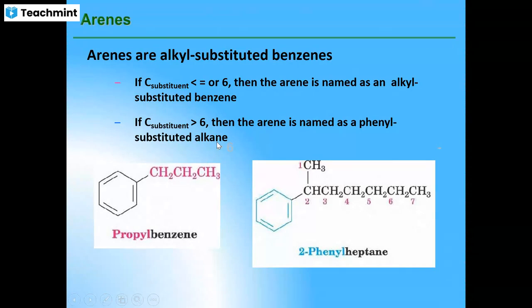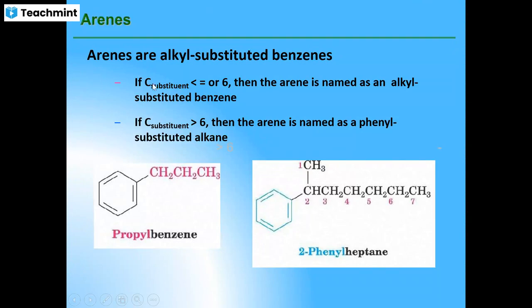Keep in mind everyone, what will happen if the alkane chain has more than 6 carbon atoms? Here you can see that in the second example, a total of 7 carbon atoms are there. So this is a heptane, 1 2 3 4 5 6 7. Seven carbons are present in heptane, but in benzene only 6 carbon are present. So if the alkane contains more than 6 carbon atoms, then benzene is used as a phenyl substituent on that alkane.